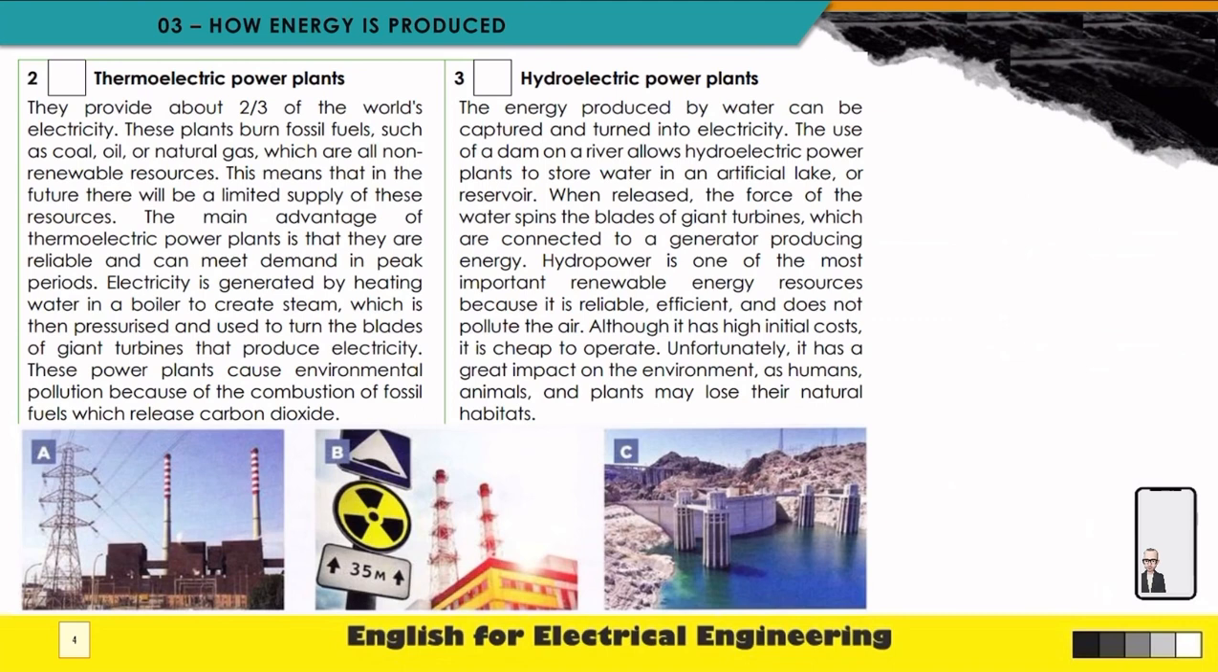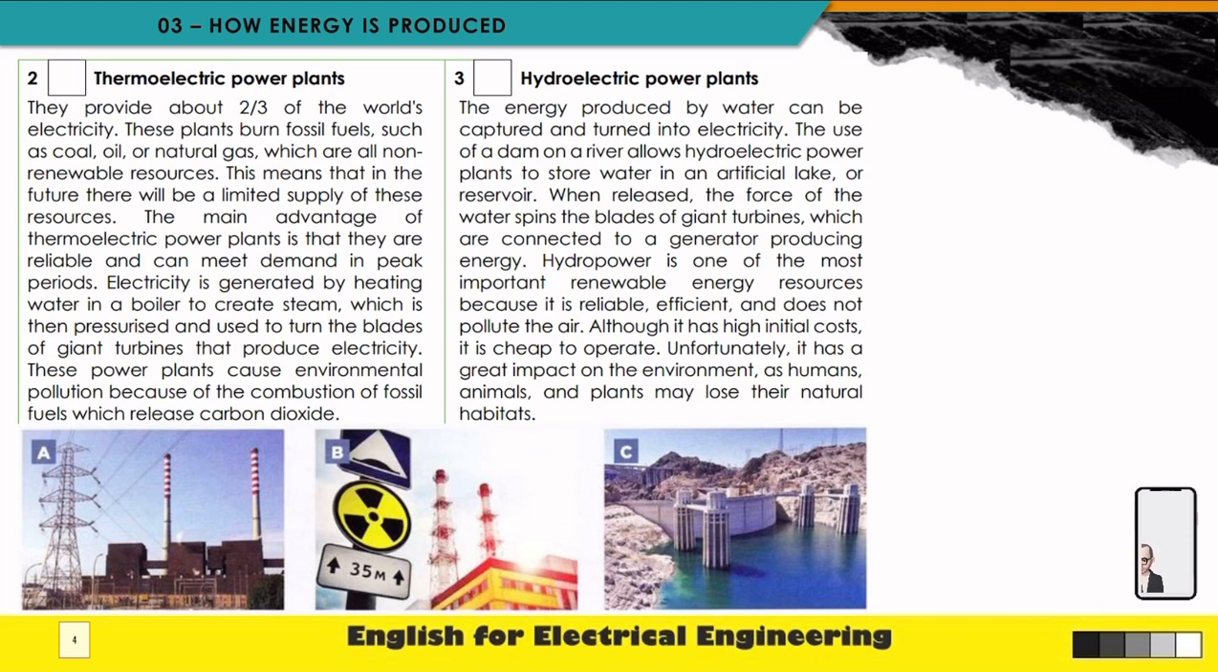This means that in the future there will be a limited supply of these resources. The main advantage of thermoelectric power plants is that they are reliable and can meet demand in peak periods. Electricity is generated by heating water in a boiler to create steam, which is then pressurized and used to turn the blades of giant turbines that produce electricity. These power plants cause environmental pollution because of the combustion of fossil fuels, which release carbon dioxide.